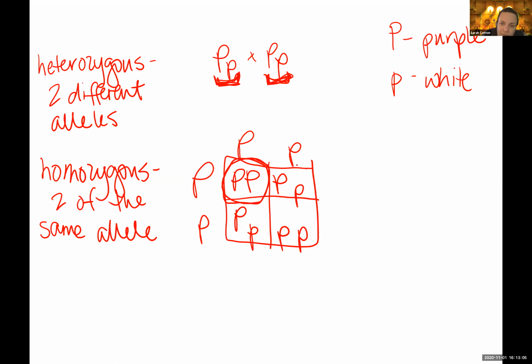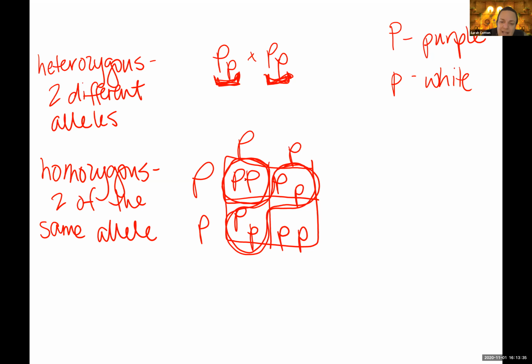Now, this square and this square, let's use our terminology, are heterozygous. So what does that mean? They have two different alleles. They have both the dominant and the recessive. They have both purple and white alleles. But what would they look like? That's right. They would look purple because purple is dominant over white.